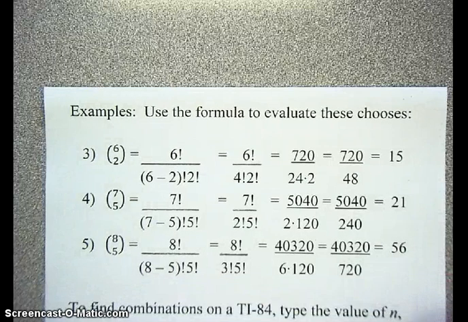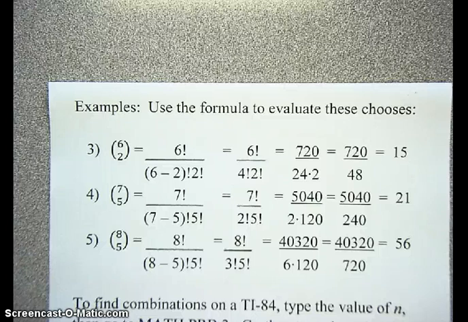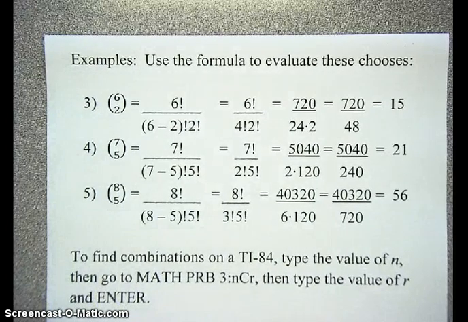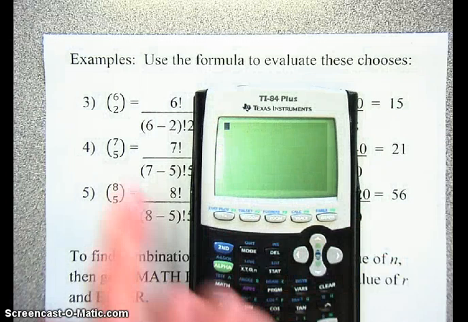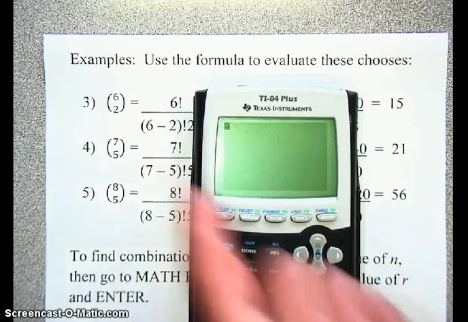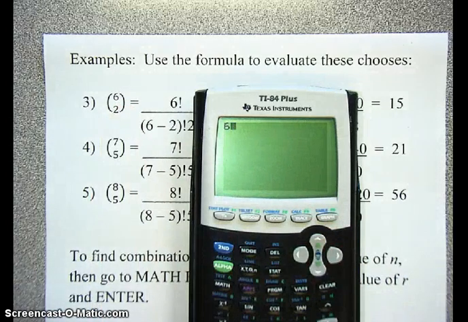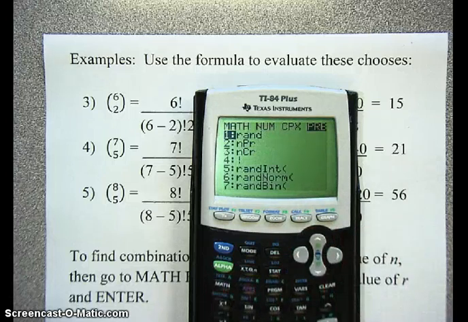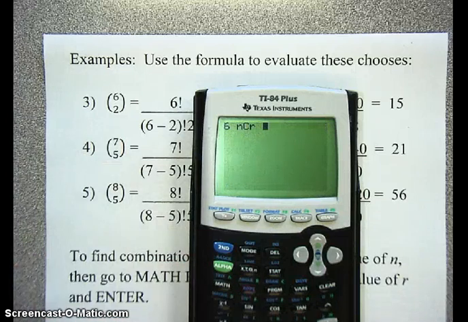Now you can find these chooses on your calculator. It's pretty simple to do. You type the value of n, then you go to MATH PRB 3 and select nCr, and then type the value of r and enter. So if you want to do these up here, the first thing you do is type the top number in your choose, which in this case is 6, and then you go to MATH PRB and select number 3 off the list right there, and then type the bottom number, which in this case is 2, and you get 15.